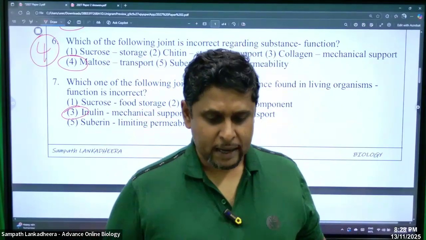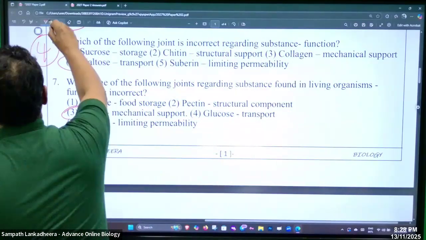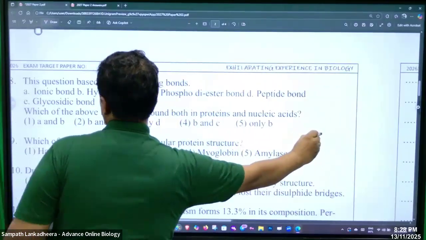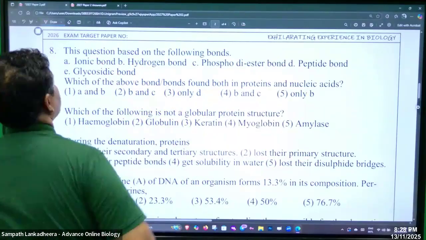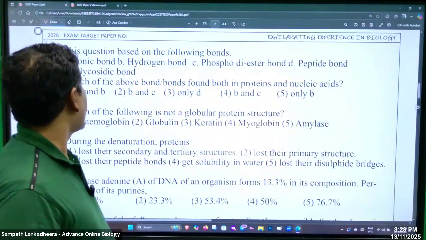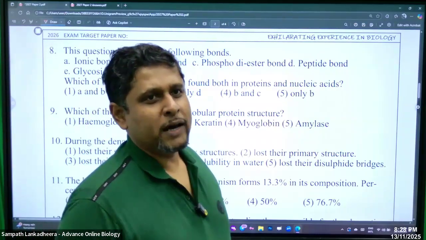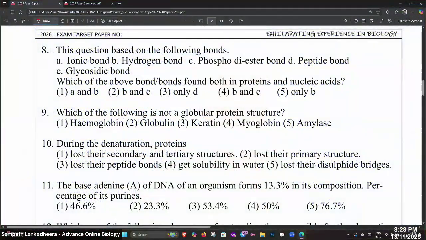And then, question number 8. I'll move to the next page. The question is based on the following bonds: ionic bonds, hydrogen bonds, phosphodiester bond, peptide bond, glycosidic bond. Which of the above bonds is found in both proteins and nucleic acids?